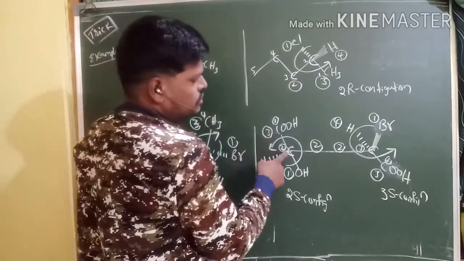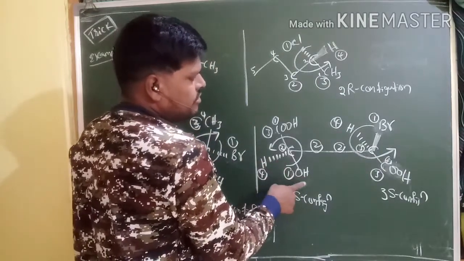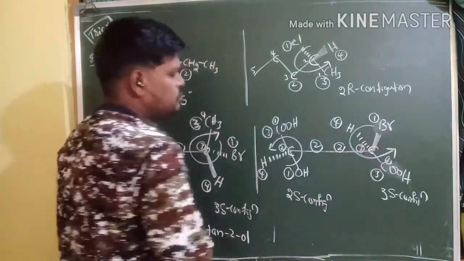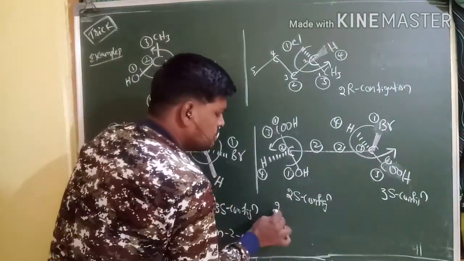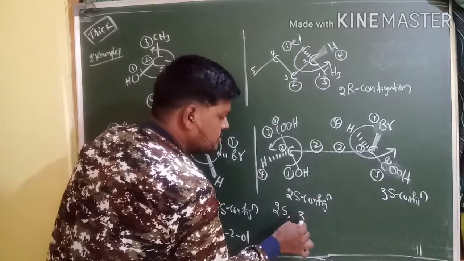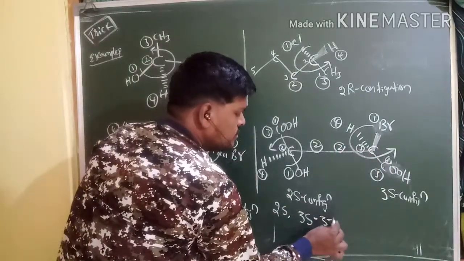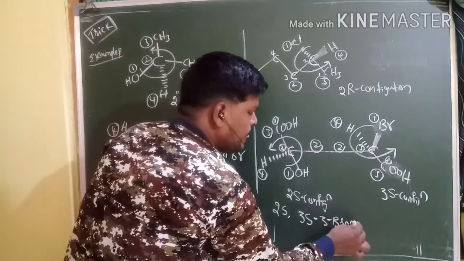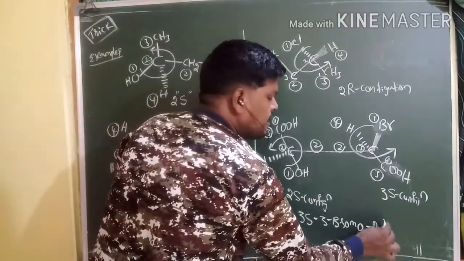Okay, 1, 2, 3, 4. Here, second carbon hydroxy, third carbon bromine. 2 substituents we have. So first bromine. Write it like this: 2S, 3S hyphen. Bromine position is 3, 3 bromo and 2 hydroxy.